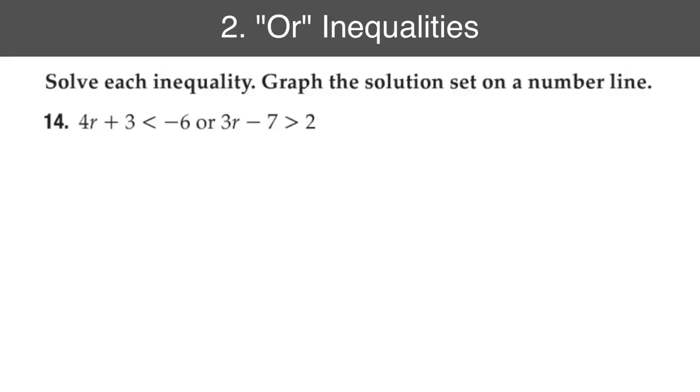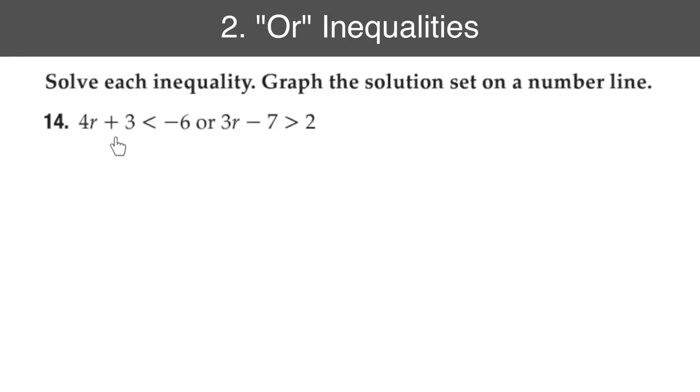Now you know it's an OR problem because it simply has OR right there in the middle. So it'll give you an inequality, it'll say OR, then it'll give you another inequality. They do not put these together like we saw with the AND problems. They don't put them in that compound form. So all you have to do on these is just solve each inequality.